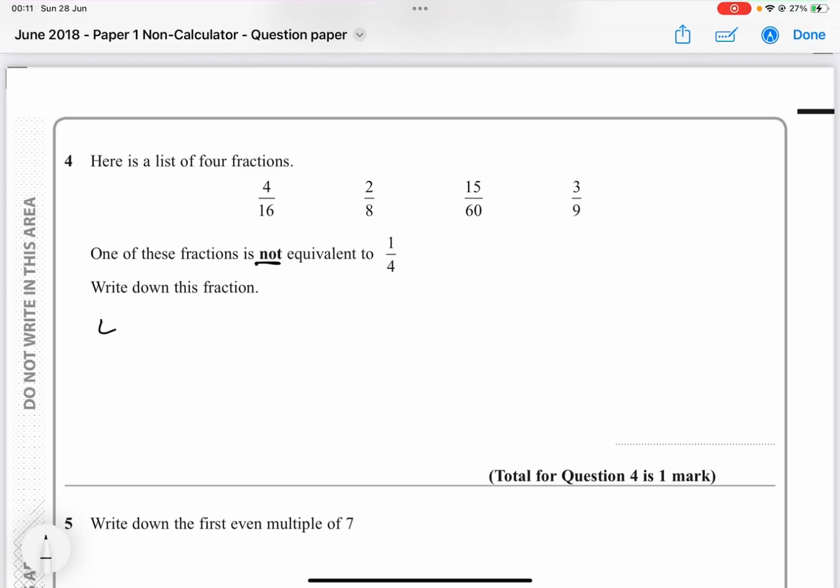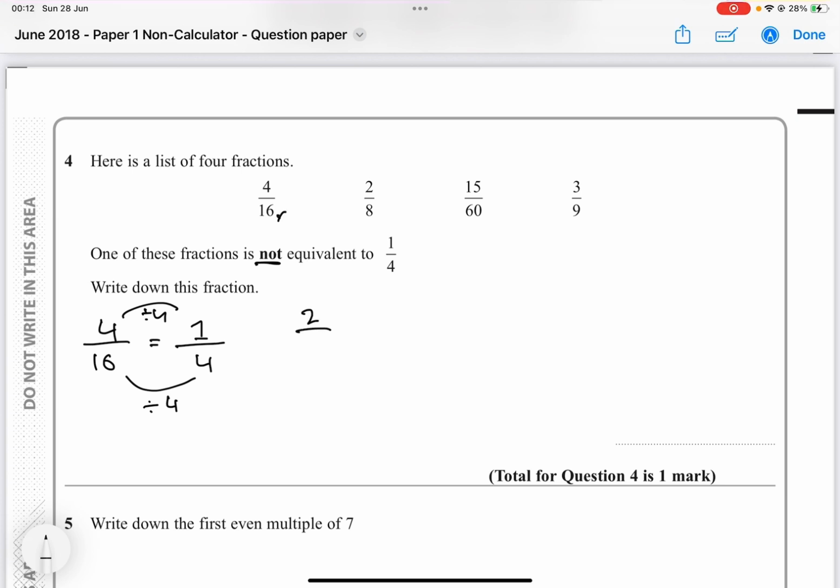So we have 4 over 16. Now, I know that the numerator needs to get to 1, okay? I know that the numerator is 1, so I have to go from 4 to 1. So I just divide by 4, okay? So I do the same to the bottom as well. Remember, whatever you do to the top, you must do to the bottom. So divide this by 4. 16 divided by 4 is 4. So that means 4 over 16 is equivalent to a quarter. So it's not this one.